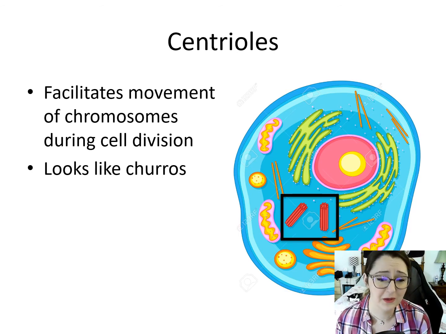Centrioles, probably one of my favorite organelles, is going to facilitate the movement of chromosomes during cell division. And we'll talk about cell division here in a little bit. To me, they look like churros, and with this graphic, the way that they are colored, they look kind of like licorice.